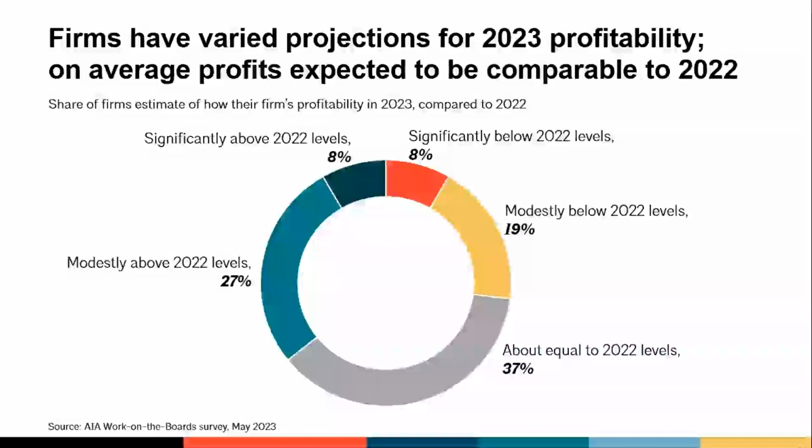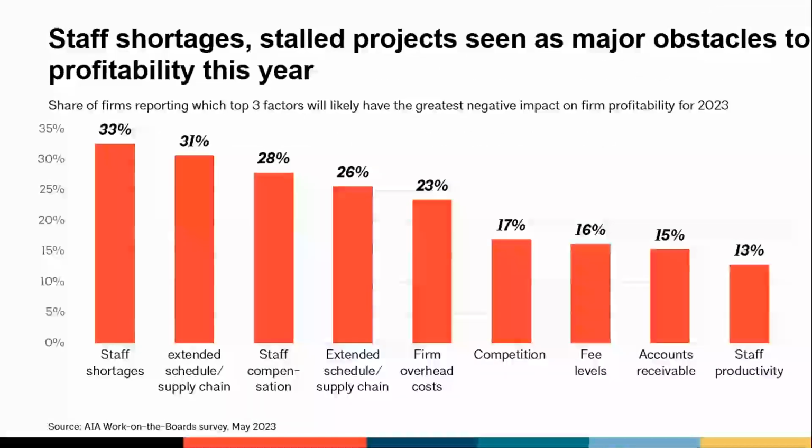When we asked this question a few months ago, there were varying projections about 2023 profitability, but on average, most firms expected those numbers to be comparable to 2022 or above. What's interesting is that this has not changed. We recently asked this question, and it'll be published next week, about revenue, profitability, and expenses. We're still seeing this year ending okay, but some concerns going into 2024.